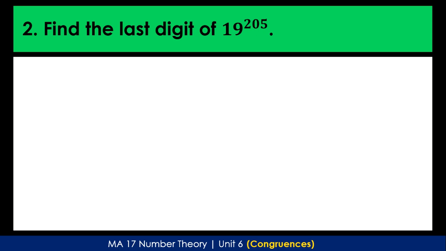Still, we're going to identify the last digit. Let's solve this. Notice that if we have 19 raised to 205 and we're going to identify the last digit, we divide by 10. So we have 19 raised to 205 is congruent to r modulo 10.